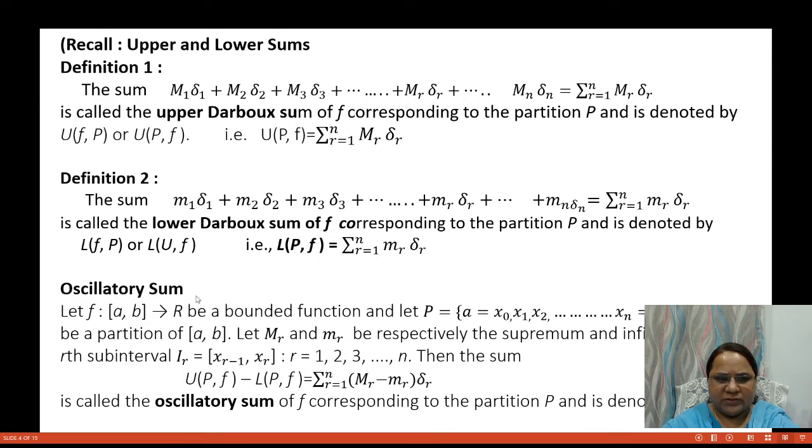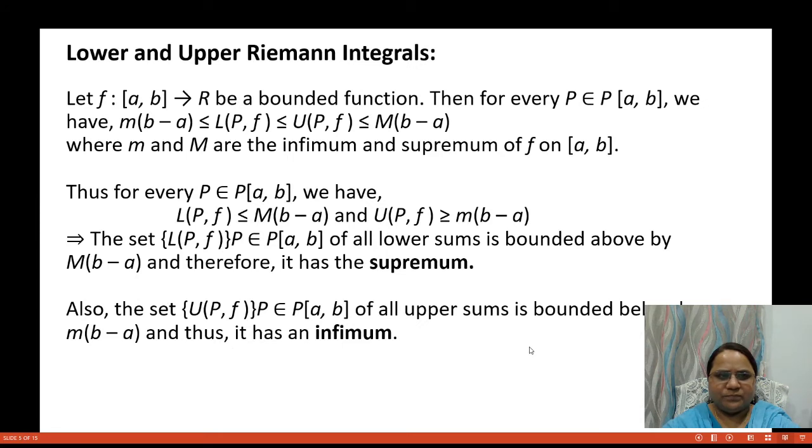What is your oscillatory sum? If f is a mapping from the interval [a,b] to R, the set of real numbers, a bounded function, and P be a partition of [a,b], where the initial point is a and the ending point is b. Let Mr and small mr be respectively the supremum and infimum on the rth interval. Then their difference, U(P,f) minus L(P,f), which is equal to the sum of (Mr minus mr) delta r, is nothing but an oscillatory sum, and that is denoted by w(P,f).